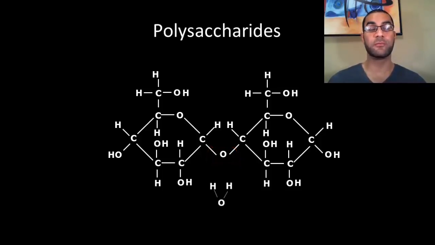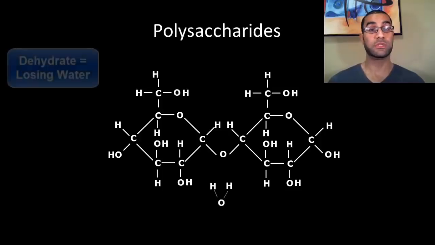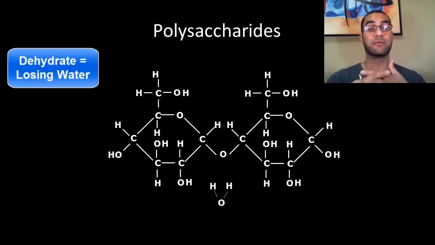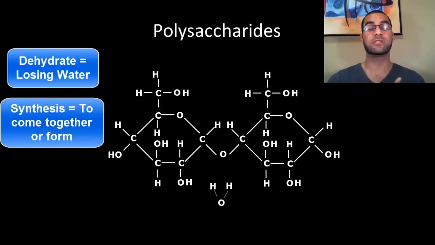So this process of forming a disaccharide or a polymer from monosaccharides, or these monomers, is called dehydration synthesis, combining two molecules into one, and in the process losing a water molecule. This is what we call dehydration synthesis. It's called dehydration synthesis because if you dehydrate something, that means you're literally losing a water, which is what's happening here. And synthesis means to come together or to form. So dehydration synthesis is when two separate monomers combine to make a polymer. In the process, they lose a water molecule. Okay?